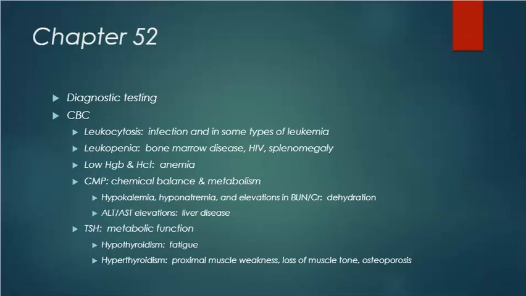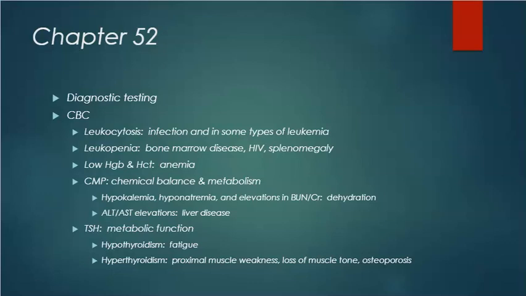The comprehensive metabolic panel will provide information on the chemical balance and metabolic state of the body. Low electrolytes with increased renal function may indicate something as simple as dehydration. Elevations in renal function alone may indicate renal disease or renal failure. So it's important to look at the GFR if the BUN and creatinine are elevated. Elevations in ALT and AST may indicate liver disease.